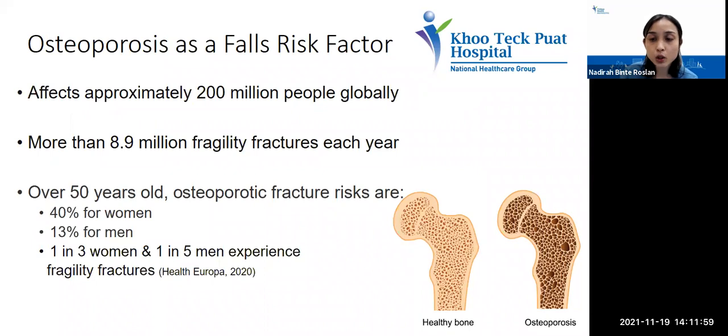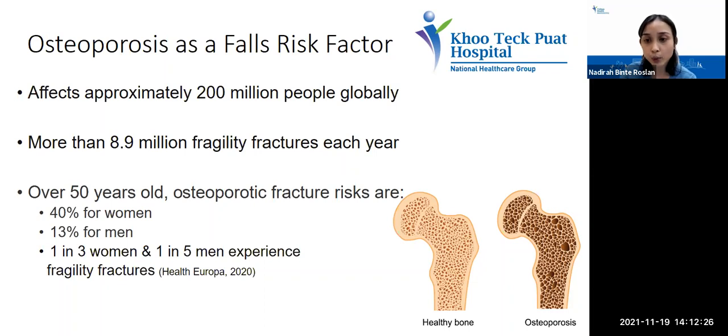Osteoporosis is the world's most common bone disease, affecting approximately 200 million people globally. It results in more than 8.9 million fragility fractures each year, with about 1 in 3 women and 1 in 5 men over the age of 50 experiencing a fragility fracture in their lifetime. In individuals over 50 years old, the risk of osteoporotic fractures is 40% for women and 13% for men.